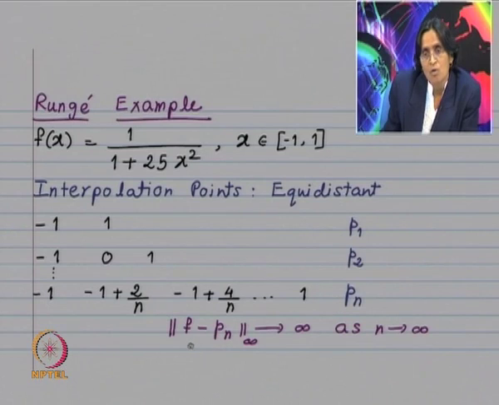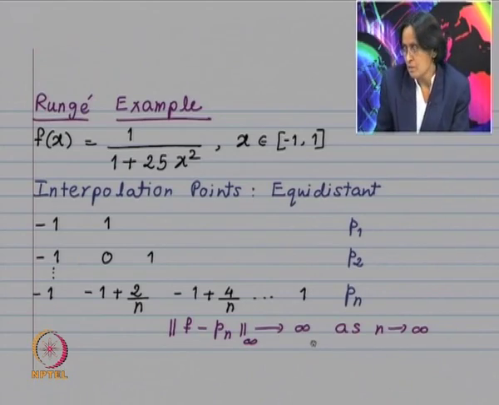Then the norm of f - p_n, infinity norm, tends to infinity as n tends to infinity. So, not only does it not tend to 0, but it tends to infinity. So, then one feels that maybe something is wrong with the equidistant points, that I chose interpolation points to be equidistant points and then my interpolating polynomials do not converge in the norm. So, why not take the Chebyshev points? Those were in some way optimal.